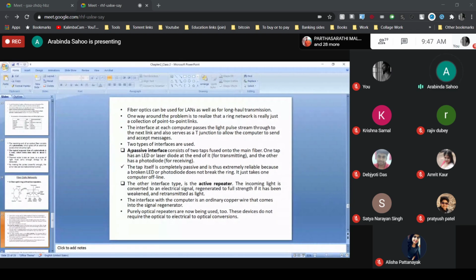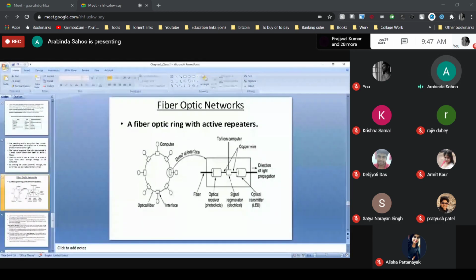So in the case of active repeaters, repeaters mean which amplify the signal strength. In this case we are using this light pulse, so they strengthen the power associated with this light pulse. That is the objective of these repeaters.